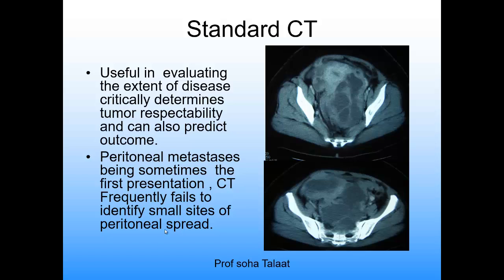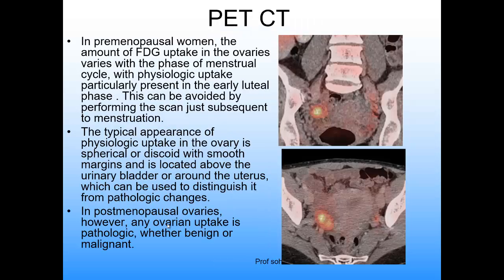But still, if we have small peritoneal spread, we could not detect it accurately by CT. Or by what? By PET scan. PET scan is very important in these cases.